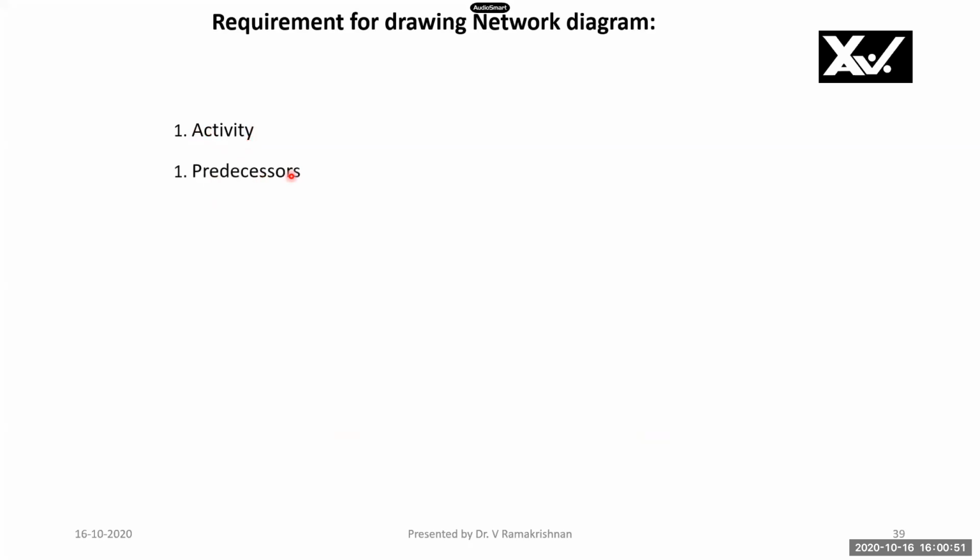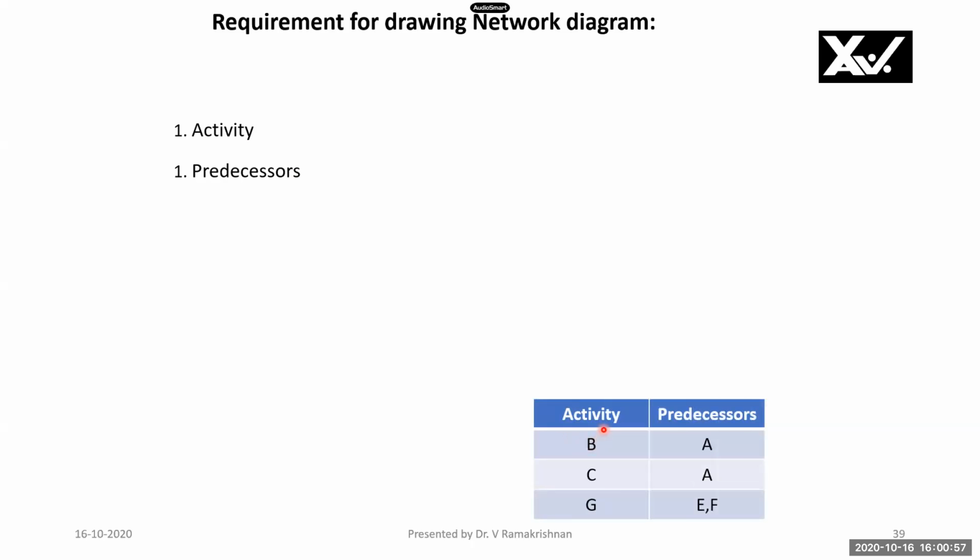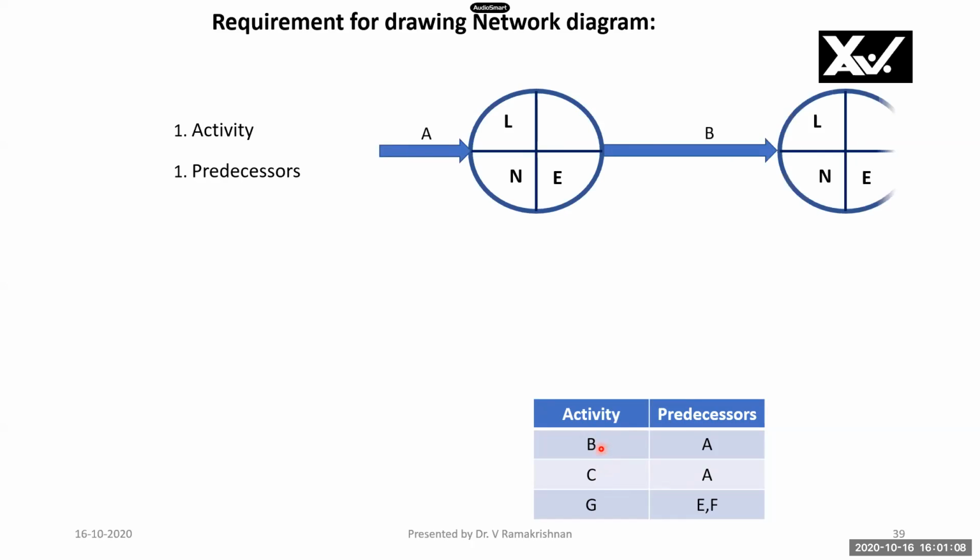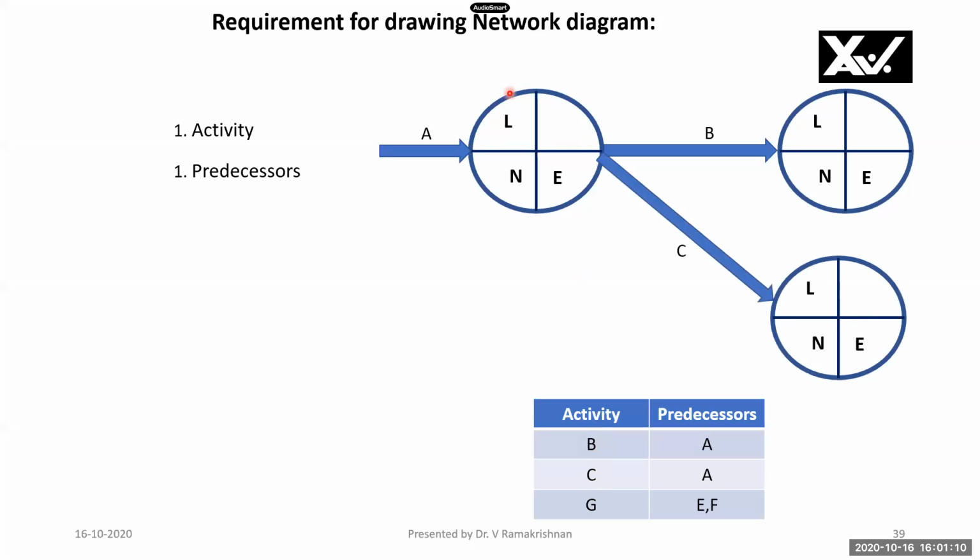The activity and predecessors are the two most important factors to be considered while drawing the network diagram. In this table, activities B, C, and G are shown. Activity A is predecessor to B. Activity A is also predecessor to C. Therefore, activities B and C will have a common starting event. See here, common starting node. An event is called a node.